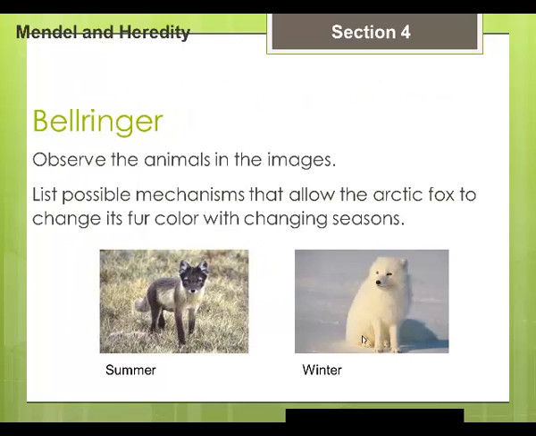So your Bellringer, the two pictures here are of the same species. We have an Arctic fox in the summer and in the winter, and your Bellringer lists the possible mechanisms that allow the Arctic fox to change its fur color with the changing seasons. So what is it that might cause this organism to be able to change its coat color dependent upon the changes in the seasons?